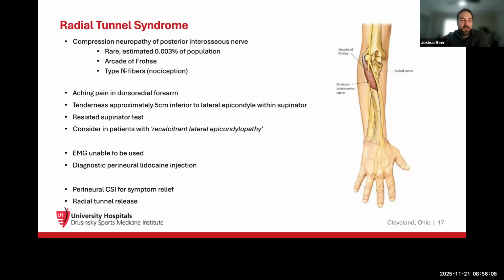Because of the type of fibers that are compressed, an EMG is not helpful. One of the ways we can assess for this is an ultrasound-guided perineural injection to see if it gives them relief. Or you can do a perineural corticosteroid injection for both diagnostic and therapeutic purposes. If it responds to that and then symptoms were to come back, a hand surgeon can then do a radial tunnel release.